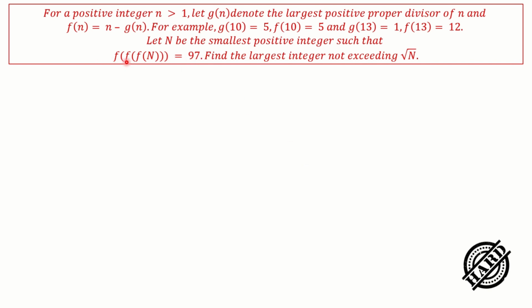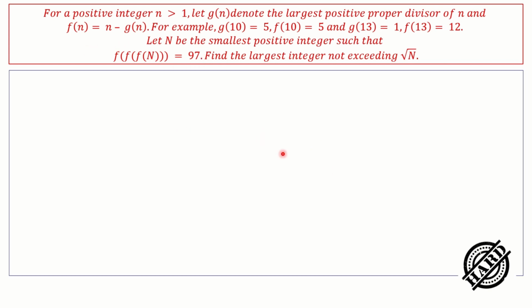What we need to find out is, given f of n equal to 97, find the largest integer not exceeding the square root of n. What should this n value be so that you get 97 here? Then you give the value of the square root of n. That's the thing. So let's first look at this one.